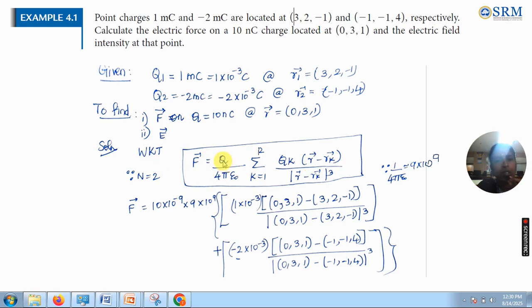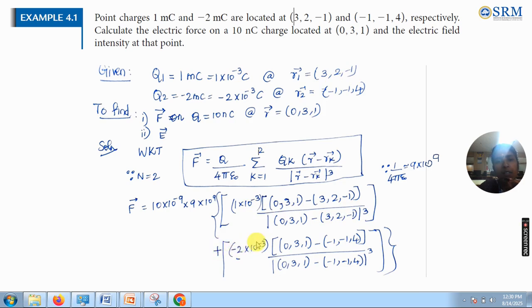So now I am going to substitute the value of q here. Q is nothing but 10 nanocoulomb, 10 into 10 power minus 9, whereas 1 by 4 pi epsilon naught we already know is approximately equal to 9 into 10 power 9. Now I am going to substitute the value of q1, that is 1 millicoulomb, 1 into 10 power minus 3. R is (0, 3, 1) minus R1, that is (3, 2, 1), divided by the magnitude of the same vector whole cube.